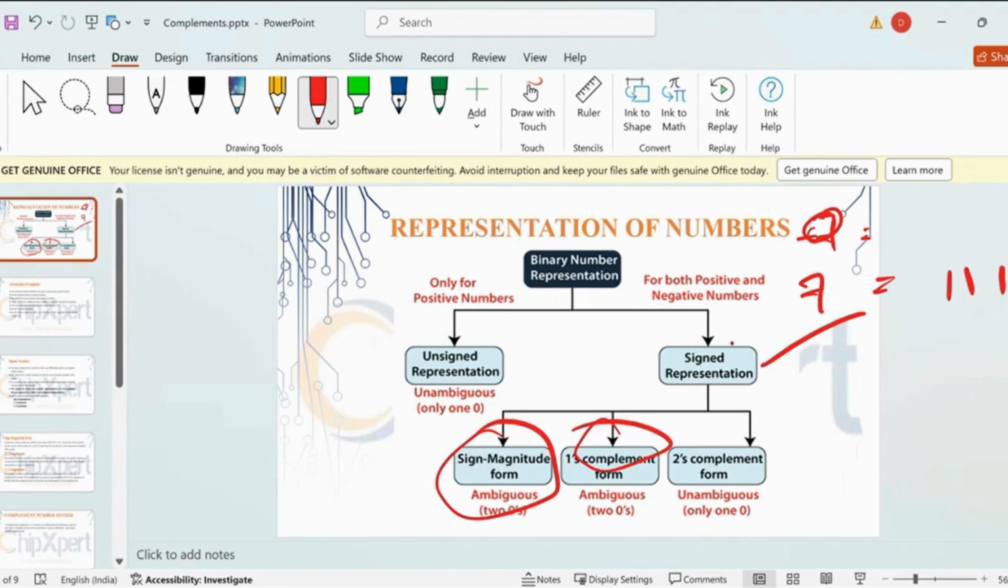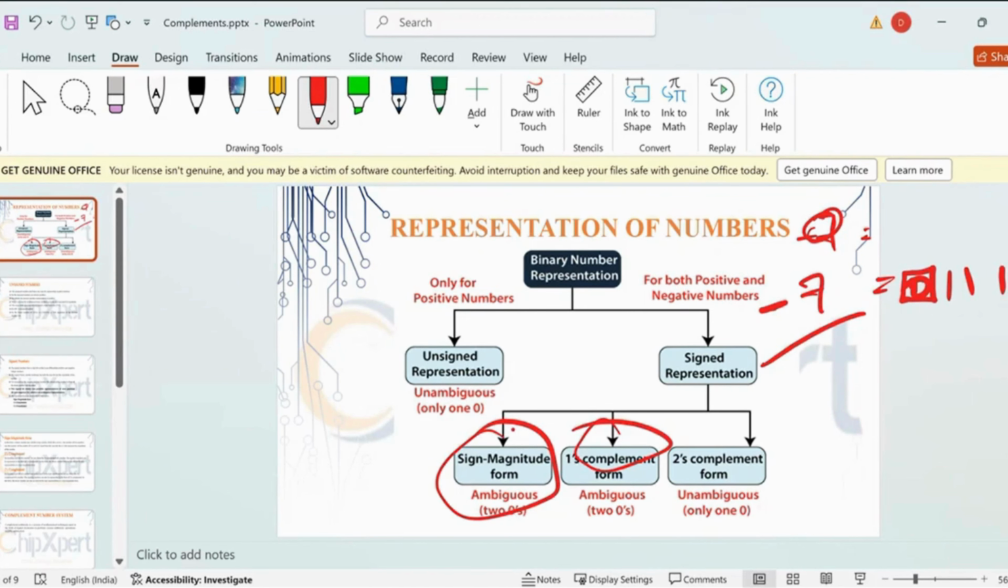So I want to represent minus 7 here. How I am going to represent this minus value is, I'm going to add one extra bit. If my bit is 1, it represents a negative value. If my bit is 0, it represents a positive value. This is how a sign magnitude form is going to be represented. So in sign magnitude form, we are going to take an extra bit here.